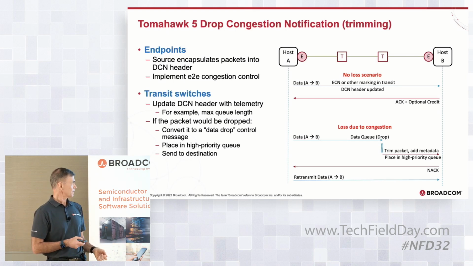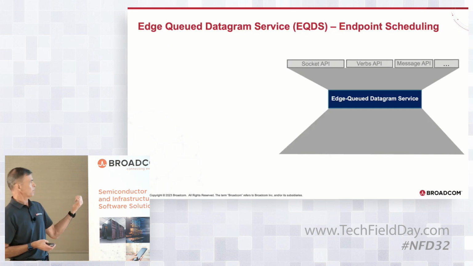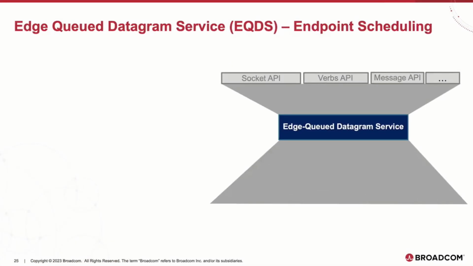So this works in particular with different scheduling mechanisms. But at Broadcom, we also offer what we call the Edge Queue Datagram Service. This actually came out of a company called Correct Networks that we acquired about a year ago. And the idea here, as per the name, is that we want this to be edge queued. So you move the queues onto the edges of the network, to try to minimize the queuing within the network.